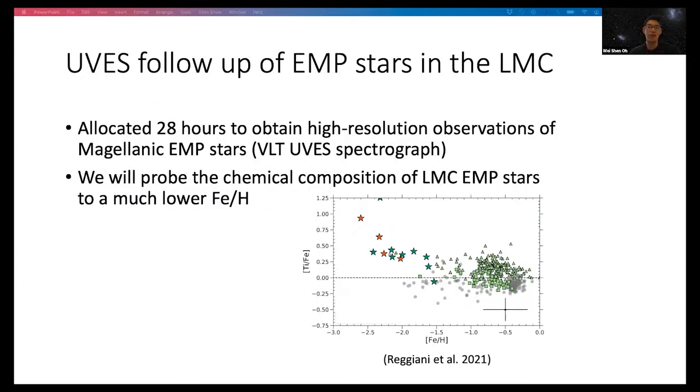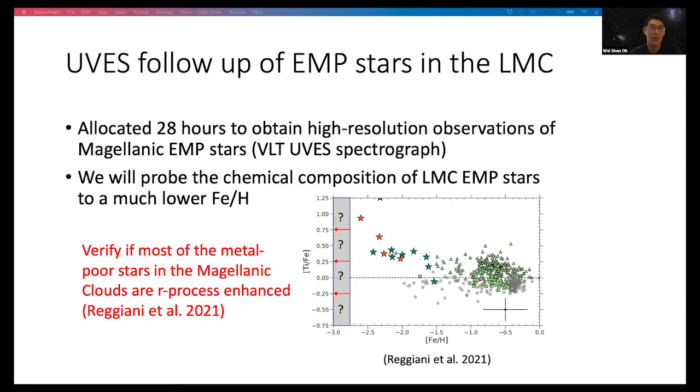On to follow-up plans for these EMP stars. I have also successfully obtained 28 hours of observing time to use the VLT UV spectrograph. So hence, by the end of this year, we will get high-resolution observations of the Magellanic EMP stars. This will tell us more about the chemical composition of the EMP stars, as we will be obtaining abundances for alpha, light, iron peak, and neutron capture elements for much lower metallicity range as compared to previous studies, as shown in this gray box over here.